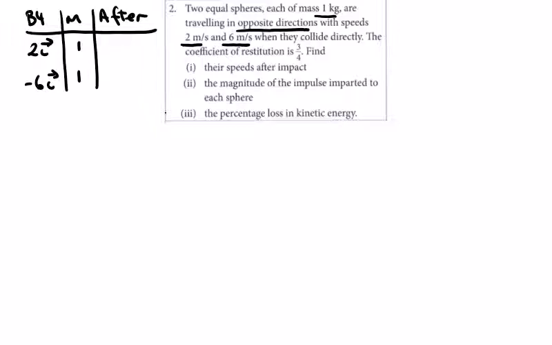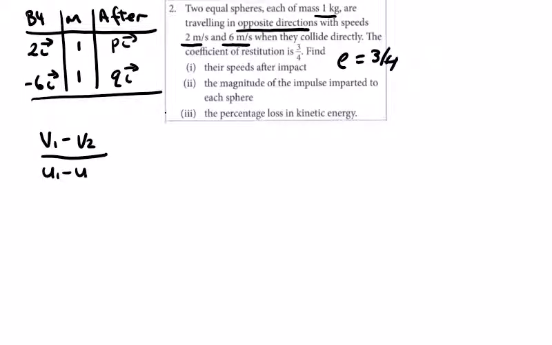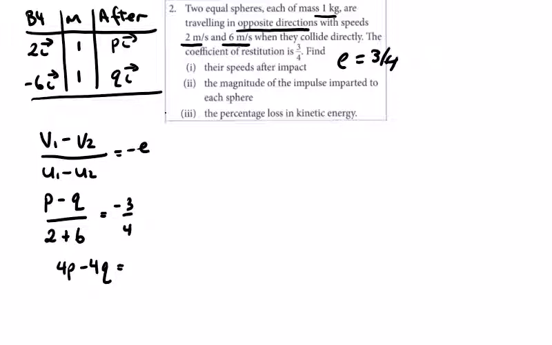And we're told the coefficient of restitution is 3/4. E is equal to 3/4. So applying this to our formula, P and Q. We're going to get, if you write the formula out every time, (V1 minus V2) over (U1 minus U2) is minus E. So putting in our information, we're going to get (P minus Q) over (2 minus minus 6), which is 2 plus 6, is equal to minus 3 over 4. So we're going to get 4P minus 4Q is equal to 8 times minus 3, which is minus 24. Now we can divide across by 4 to get P minus Q is equal to minus 6.